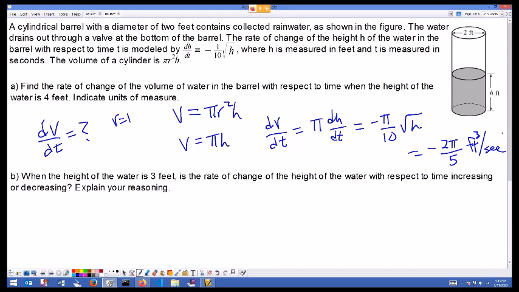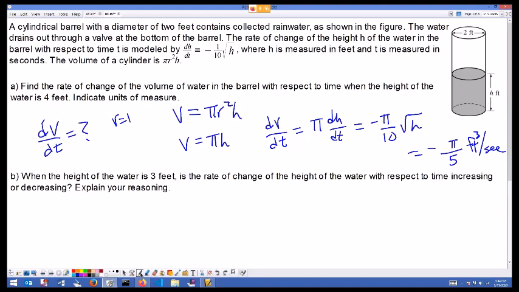So if h is 4, wouldn't it be 2 over 10, which is 1 over 5? We got pi dh dt, right? Yeah. And that's negative pi, or that's pi times negative 1/10 root h. Right. And then root h is equal to 2. Yeah. Oops, sorry. Arithmetic's hard. Sorry, yeah. Negative pi over 5. Root h is 2. Root 4 is 2, not 4. Thanks.